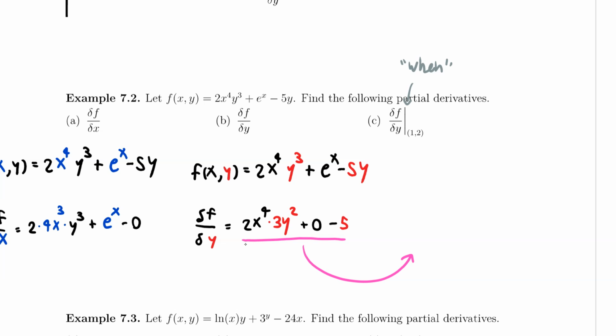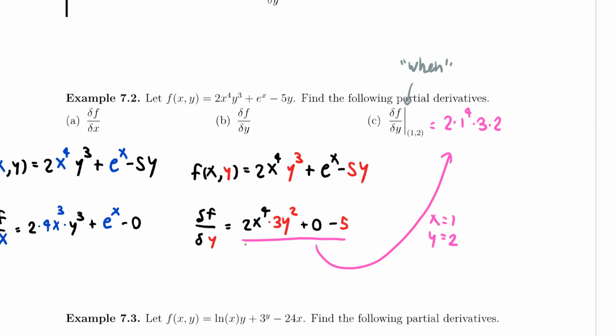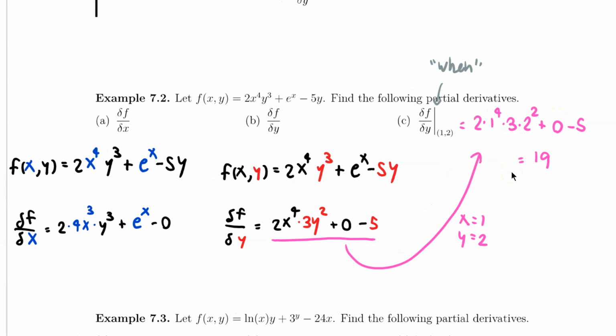So let me actually just do it up here. When I plug in x equal to 1 and y equal to 2, I'm going to get 2 times 1 to the 4th times 3 times 2 squared plus 0 minus 5. And this is going to equal 8 times 3, that's 24, minus 5, and that's 19. So here is the answer for my first example.